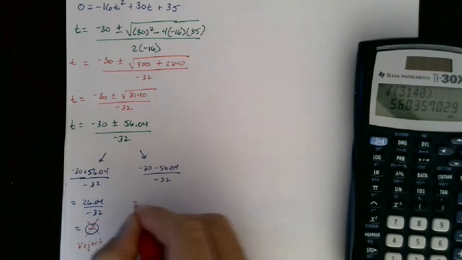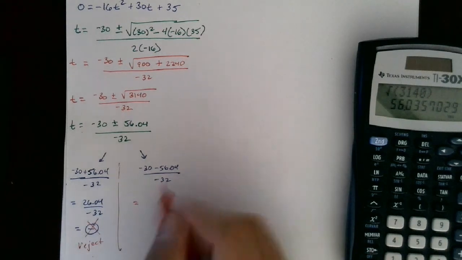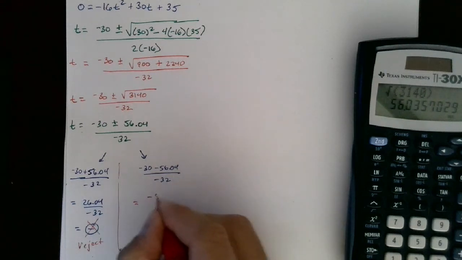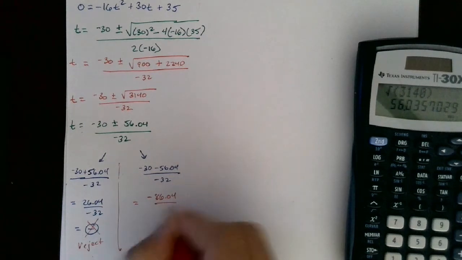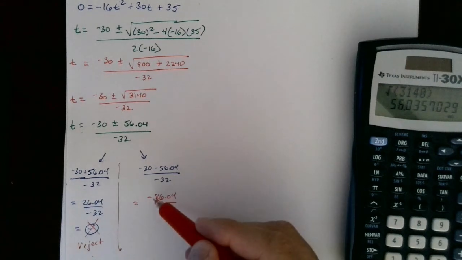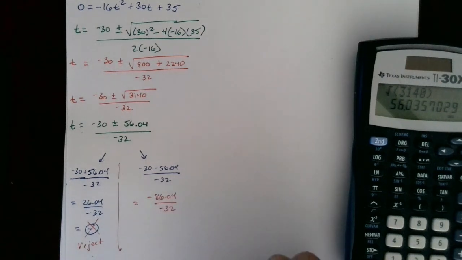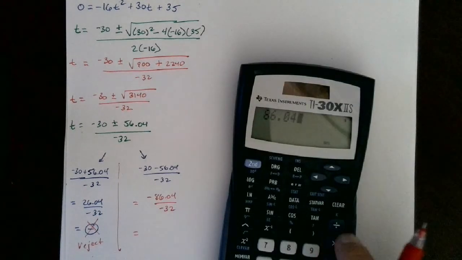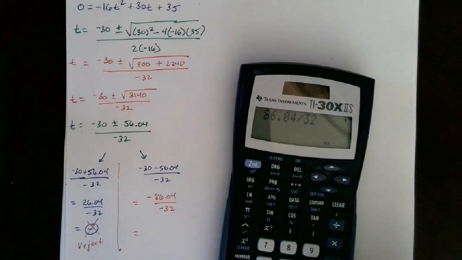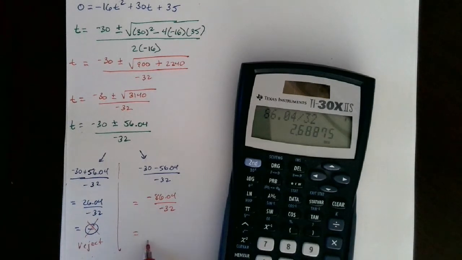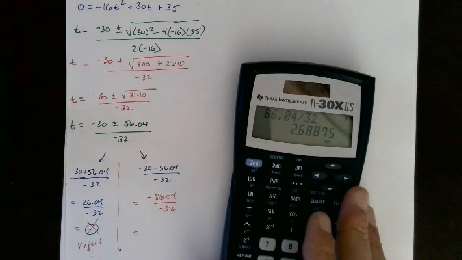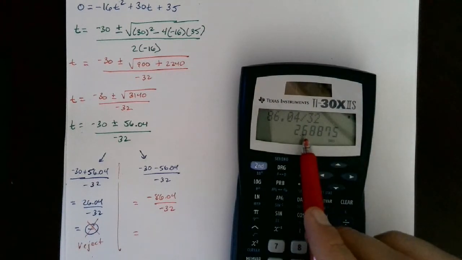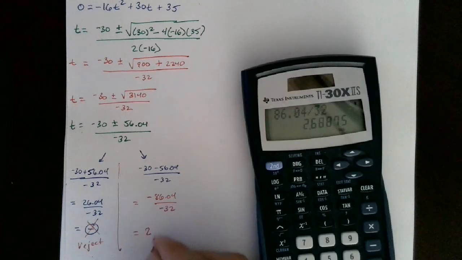This answer is going to be positive over here. Negative 30 minus 56.04 is negative 86.04 over negative 32. The reason we know it's positive is that this is a negative divided by a negative. Now you should divide this, 86.04 divided by 32. I know the sign, negative over negative makes it positive, so I don't have to show it on my calculator. I have 2.688. We'll round to one decimal place now because it's our final answer. The 8 will round the 6 up to a 7, so this will be 2.7.